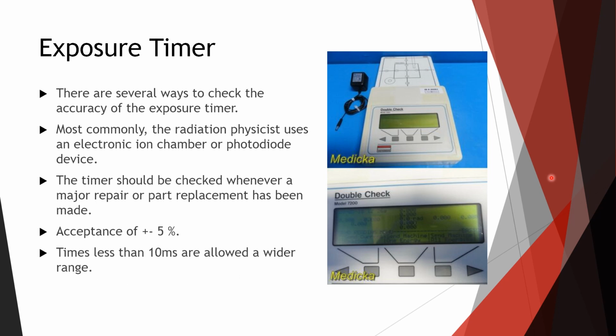Times less than 10 milliseconds are allowed a wider range. This is because it's difficult for electronics and electrical equipment to manage very short times. So it has a larger range of acceptance than the 5%. But all the times above that are plus or minus 5% of the time it should be.